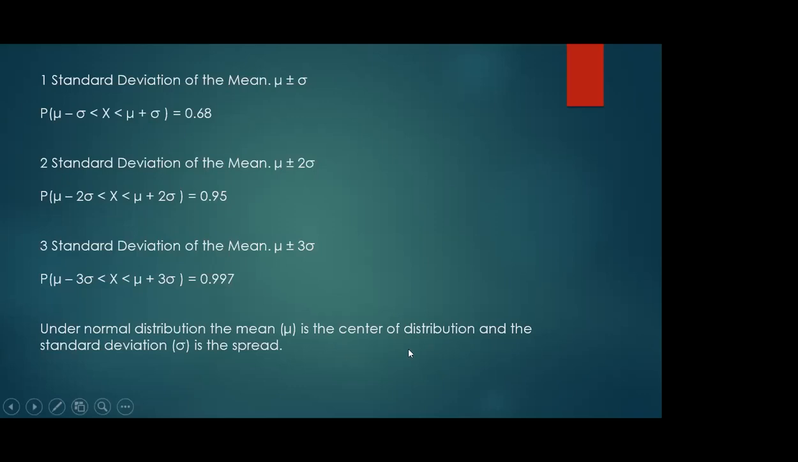The mean is the center of the distribution, and the standard deviation is the spread. What I mean by the mean is where most of the values converge. That's what the mean is. And then the standard deviation is the spread of the data.